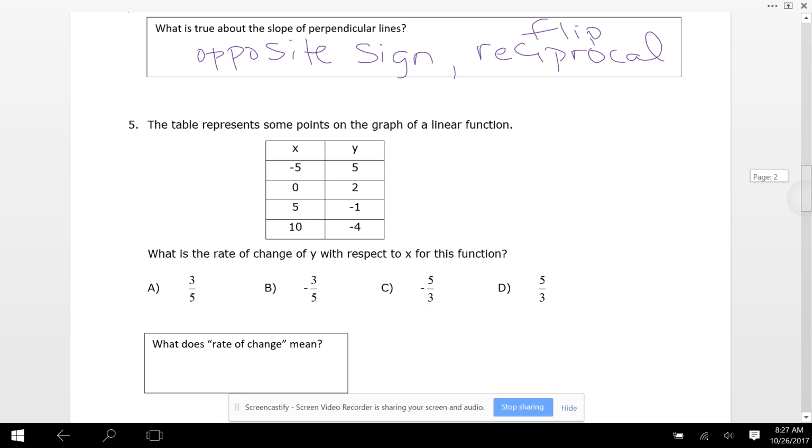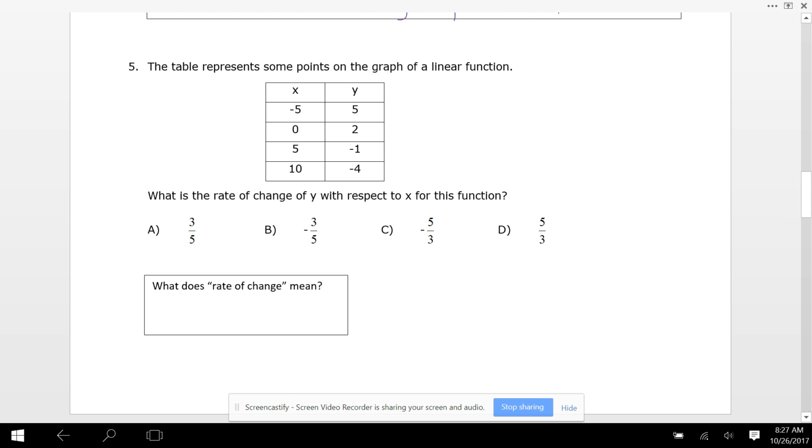All right, when we see rate of change, we're talking about slope. So I'm jumping up by 5, and I'm jumping down by 3. So it's going to be negative, and my 3 goes on top, and my 5 goes on bottom. And I just told you rate of change means slope.